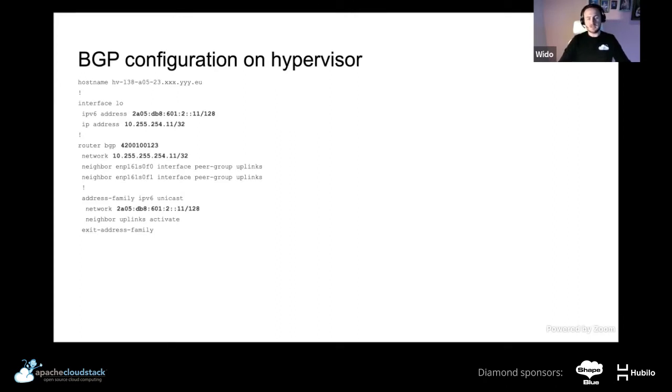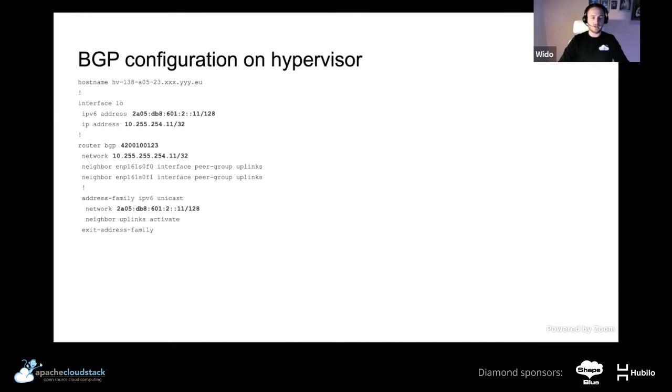On a hypervisor, this is not the full configuration. I kept out some parts, but this is the most important part, where we see that on the loopback interface, we add an IPv6 and an IPv4 address. And then the hypervisor itself has an internal autonomous system number, in this case 4, 2, and then the rest of the numbers. And then it announces its loopback address of both IPv4 and IPv6.